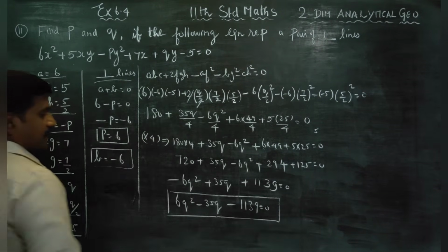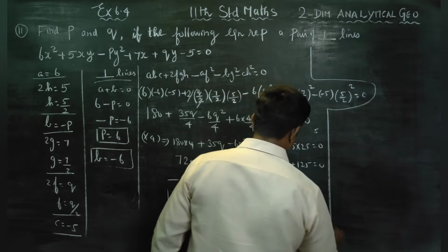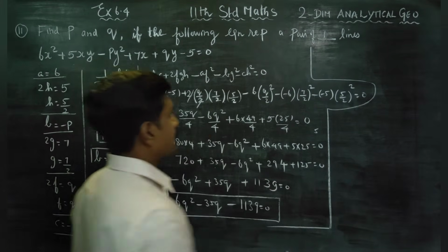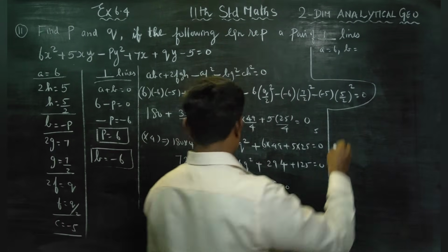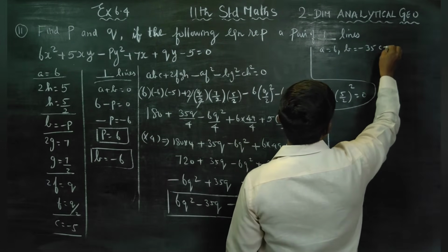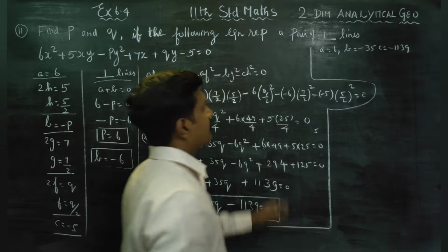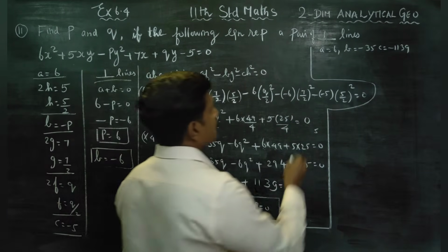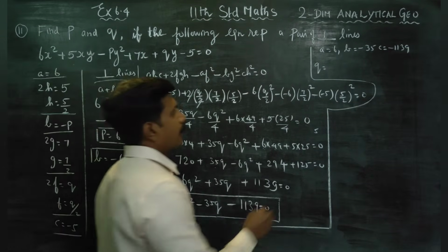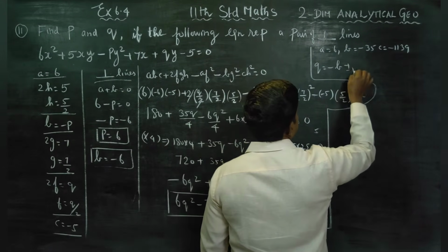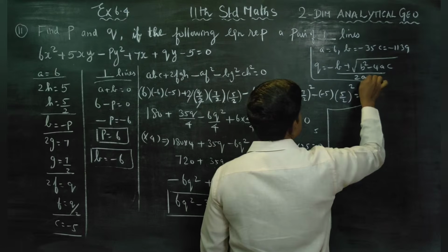This is a quadratic equation. You can go through product sum, but since it is a bit big, you can also go through the formula method. What is my A? A is my 6, B is my minus 35 and my C is minus 1139. After writing the values of A, B, C, I am writing the formula method. Q is equal to minus B plus or minus square root of B square minus 4AC by 2A. This is the formula.